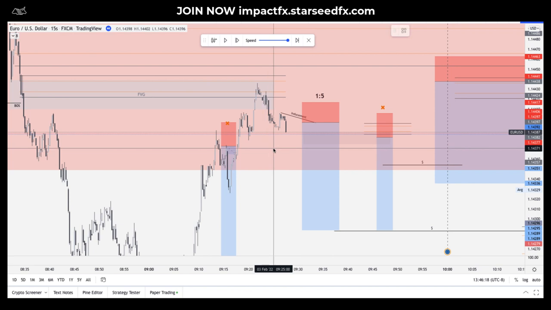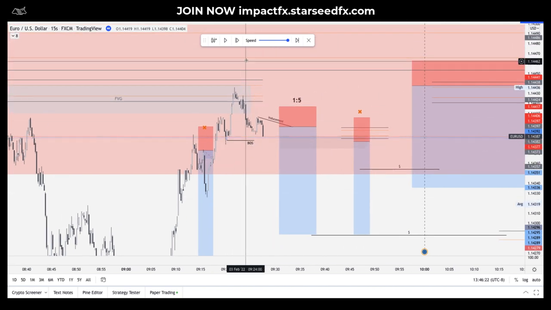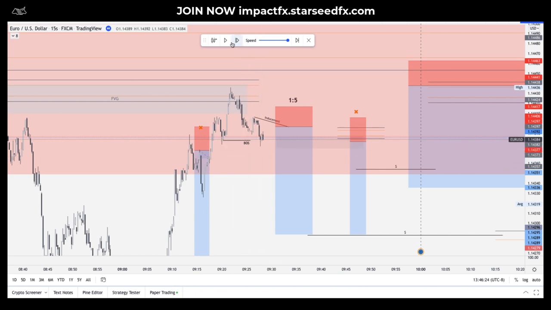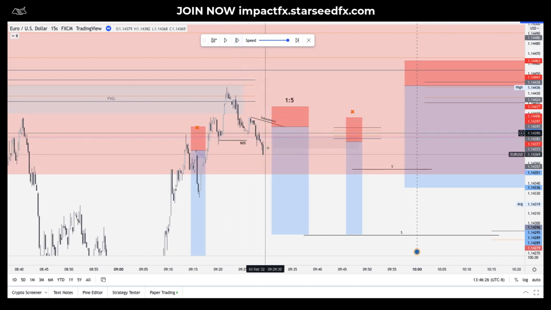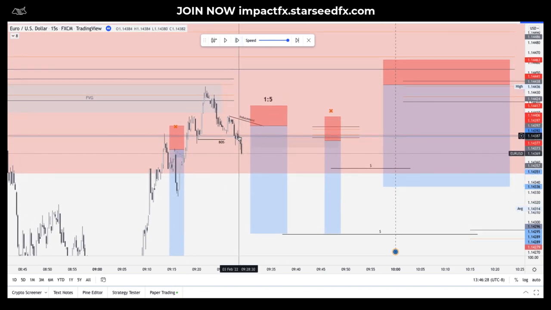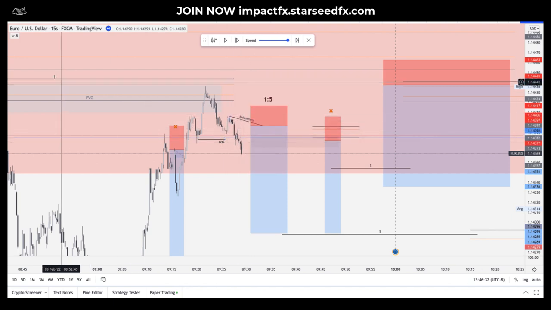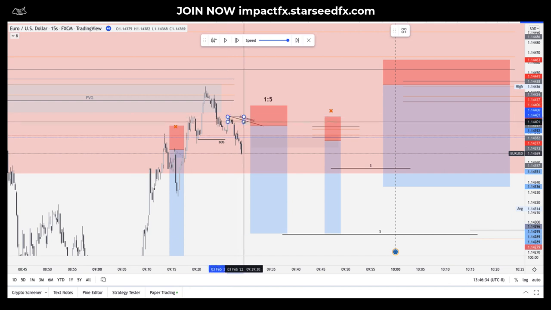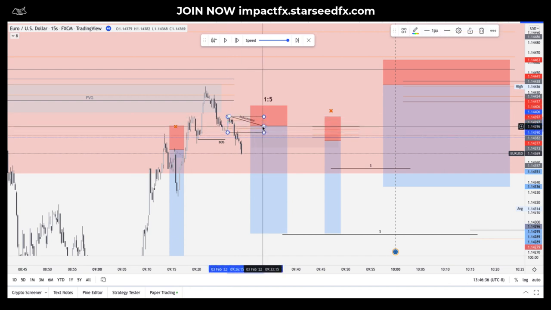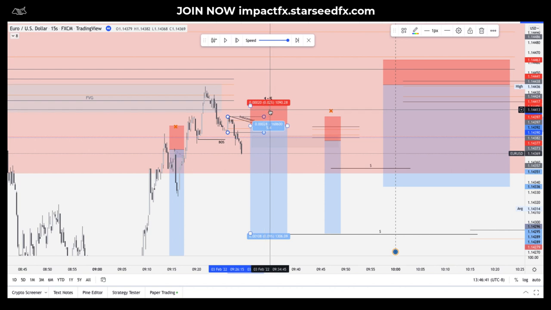Okay, remember, we're looking for buyer-seller interaction that wants to break supply and take out liquidity. So this had a really nice reaction. It took out the liquidity. You could have looked for this one. However, this obviously has much more imbalance in it. So my POI, you guys, was this. And I entered here at 50% of the POI with a 2 pip stop loss.